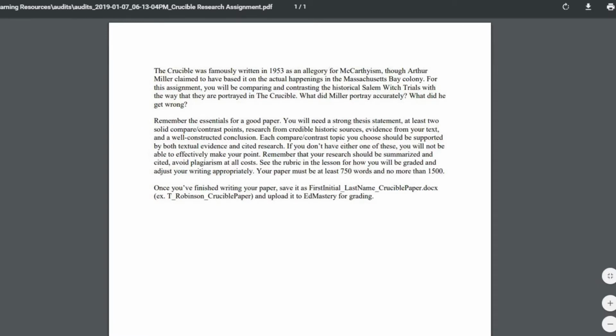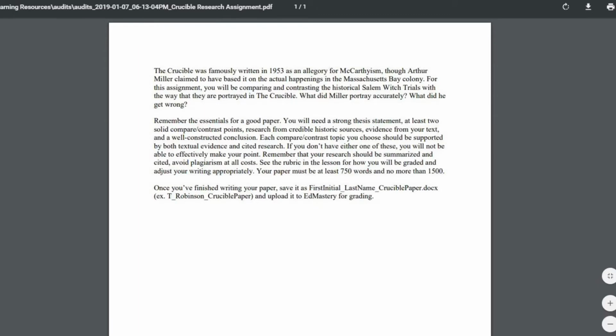Now, when they say you need a thesis statement, that's just a brief sentence in your introduction paragraph about what you're going to be writing about in the essay. When they say you need at least 2 solid compare-contrast points, they mean you will need to write what is the same in the play and what is different, and have 2 examples.